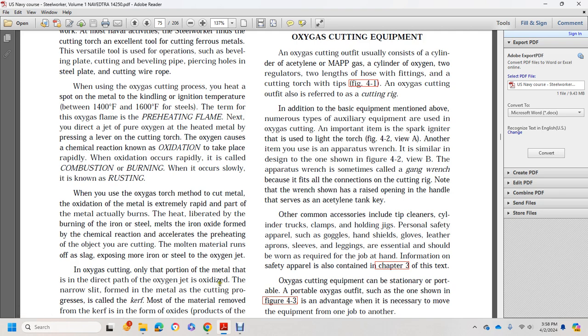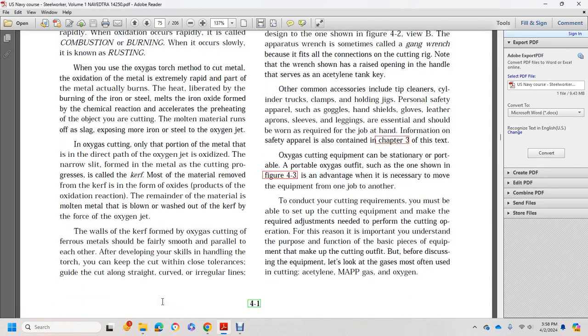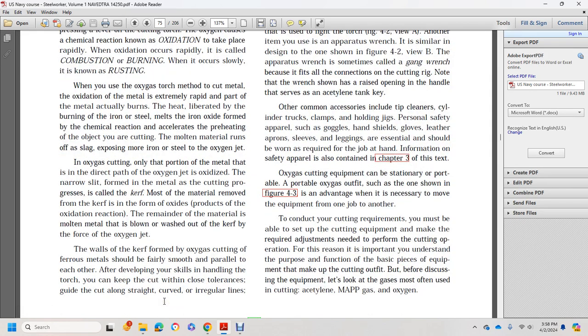Only the portion of the metal in the direct path of the oxygen jet is oxidized, so a narrow slit forms as the metal cutting progresses, called the kerf. Most of the material removed from the kerf is in the form of oxides produced by the oxygen reaction. Much of the material is molten metal that is blown or washed out of the kerf by the force of the oxygen jet. The walls of the kerf formed by oxygen gas cutting of ferrous metals are fairly smooth and parallel to each other.